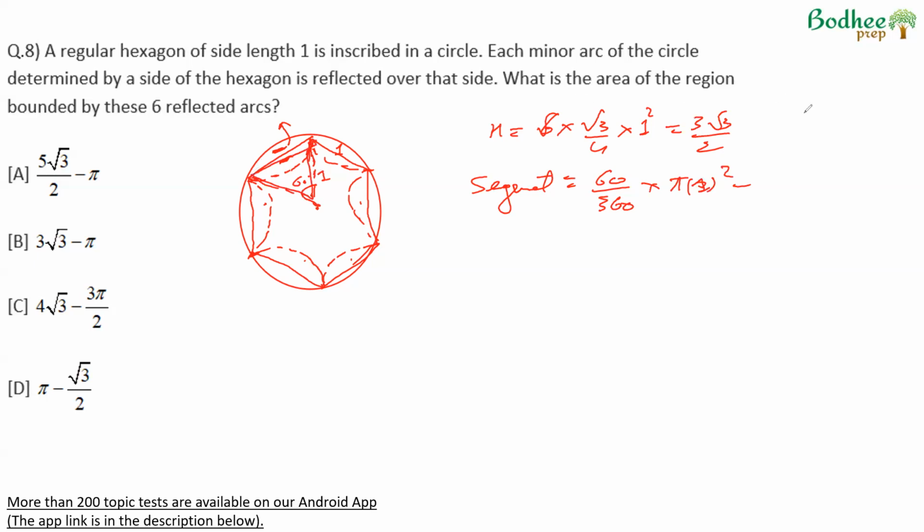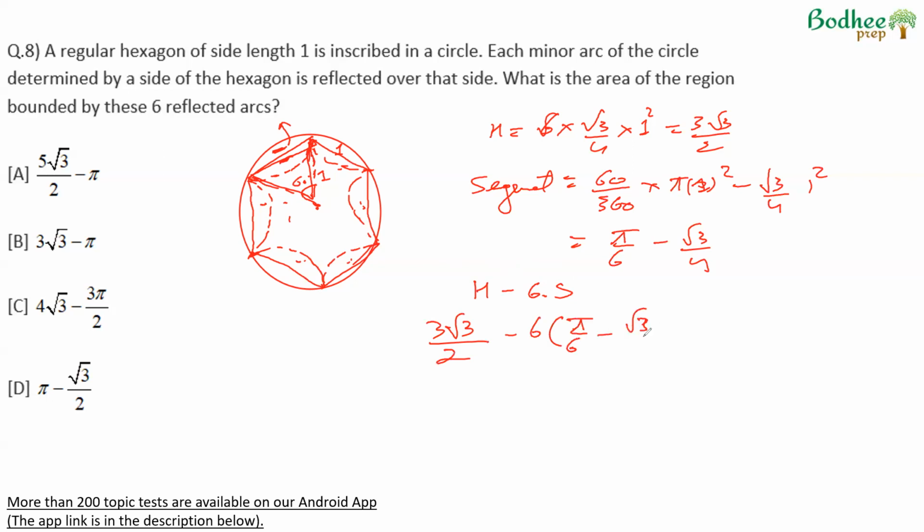This is an equilateral triangle with side 1, so minus root 3 by 4 a square. Each of these segments, 1, 2, 3, 4, 5, 6, will have area as pi by 6 minus root 3 by 4. There are six such segments. So the area which is inside these will be area of the hexagon minus 6 into area of each segment. So the required area will be 3 root 3 by 2 minus 6 into pi by 6 minus root 3 by 4. This becomes 3 root 3 by 2 minus pi plus 6 root 3 by 4.